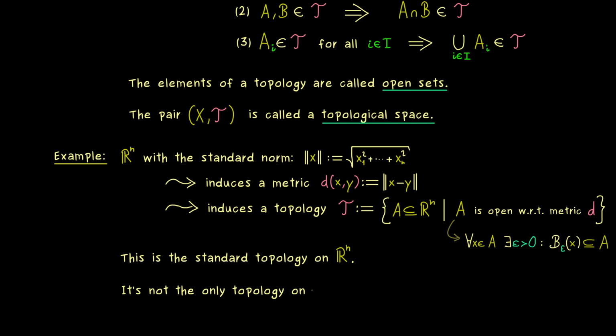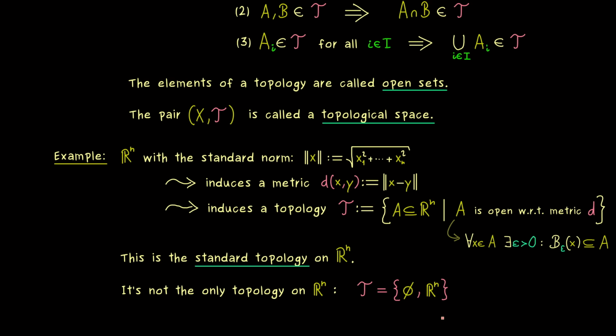But of course, it's not the only topology we could choose on the set R^n because we don't have to start with a norm at all. This means we always have to say which topology we mean, and only if we don't say anything, we could assume that we mean the standard topology like that. So for example, a topology that always exists is the so-called indiscrete one. In this one, only two sets are open, namely the empty set and the set itself. This is a really rough topology because it essentially means that any point is close to any other point.